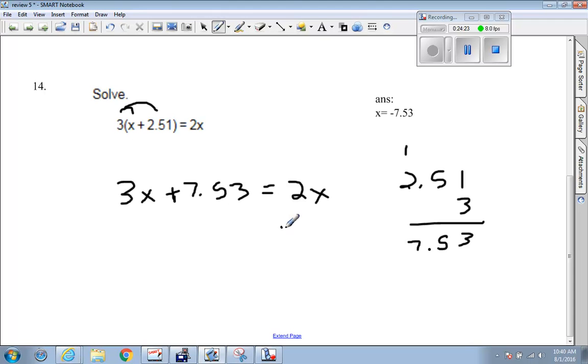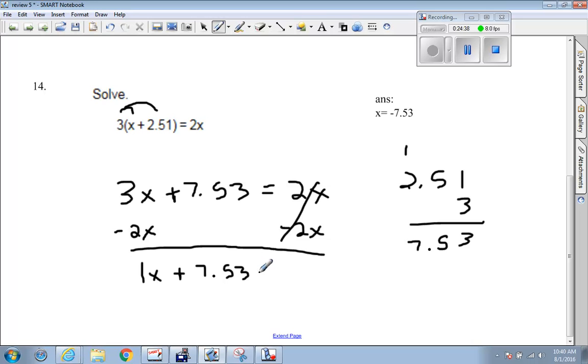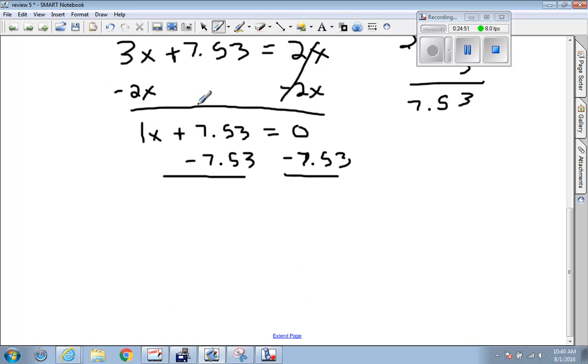So I'm going to minus 2x, minus 2x. So now I have 1x plus 7.53 equals 0. And like I said, just move 7.53 to the other side of the equal sign by subtracting it off. And then you have x equals negative 7.53, which matches our answer key.